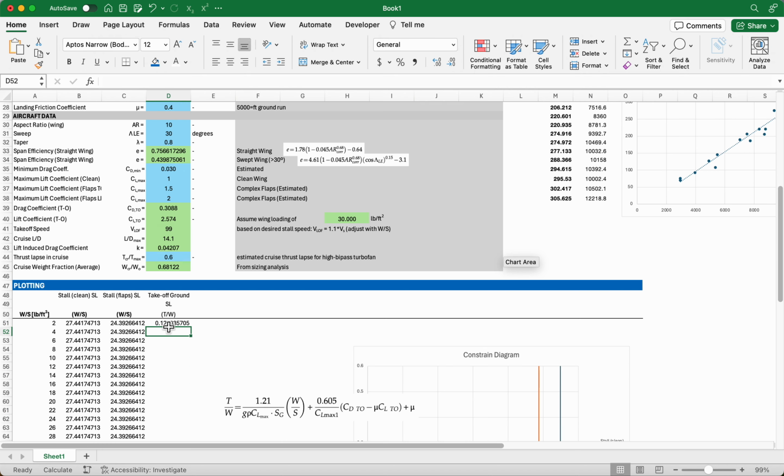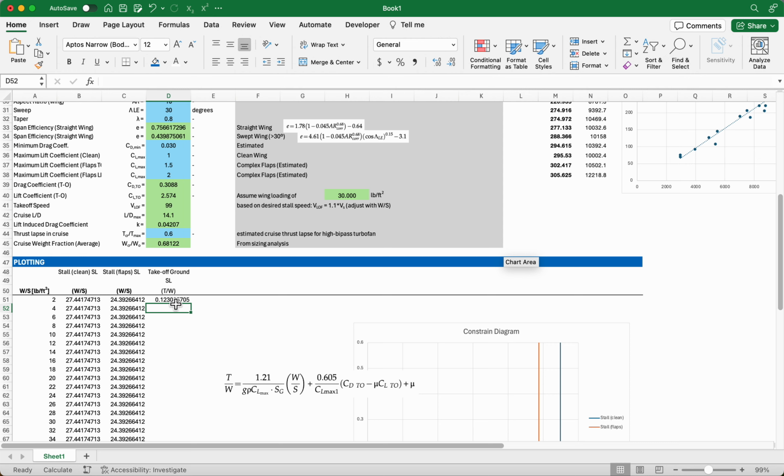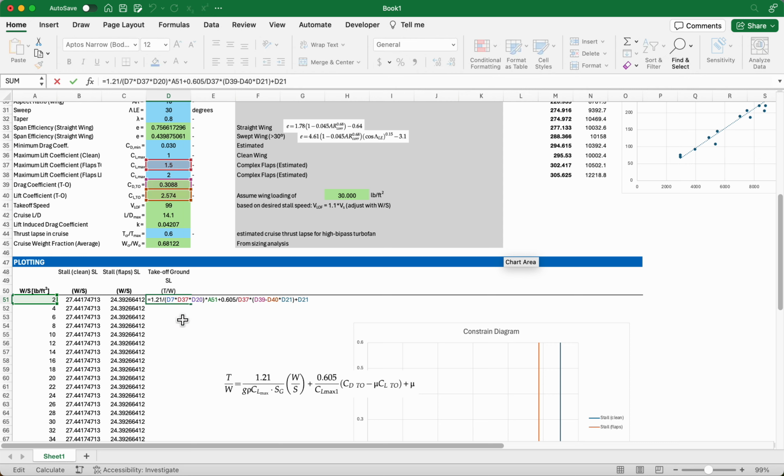Hit enter, we get a thrust to weight ratio of 0.12. This is a reasonable value. Based on these parameters, we have a really high takeoff lift coefficient. So that could be why we don't have much requirement for our engine power.